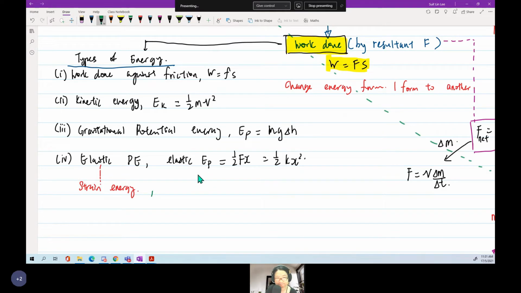Area under graph. So energy is always area under the Fs graph. For spring, the distance traveled by the spring is actually this area. So this is your EP. Of course, this one is your X, which is W.